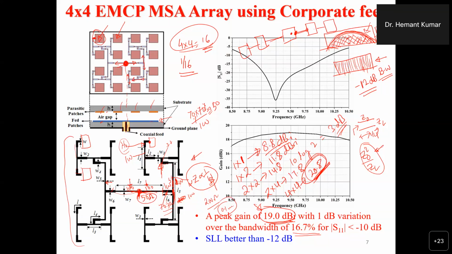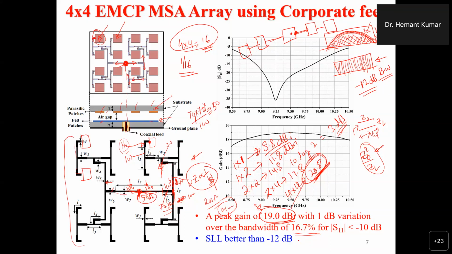This is the gain plot that we can see, and a 19 dB gain has been obtained. The reason is the feeding losses, and there are also some losses in the substrate, because the substrate has a loss tangent of 0.001. We have used RT Duroid substrate, which is very low loss. So we can say the main losses in our antenna are because of the feeding losses.